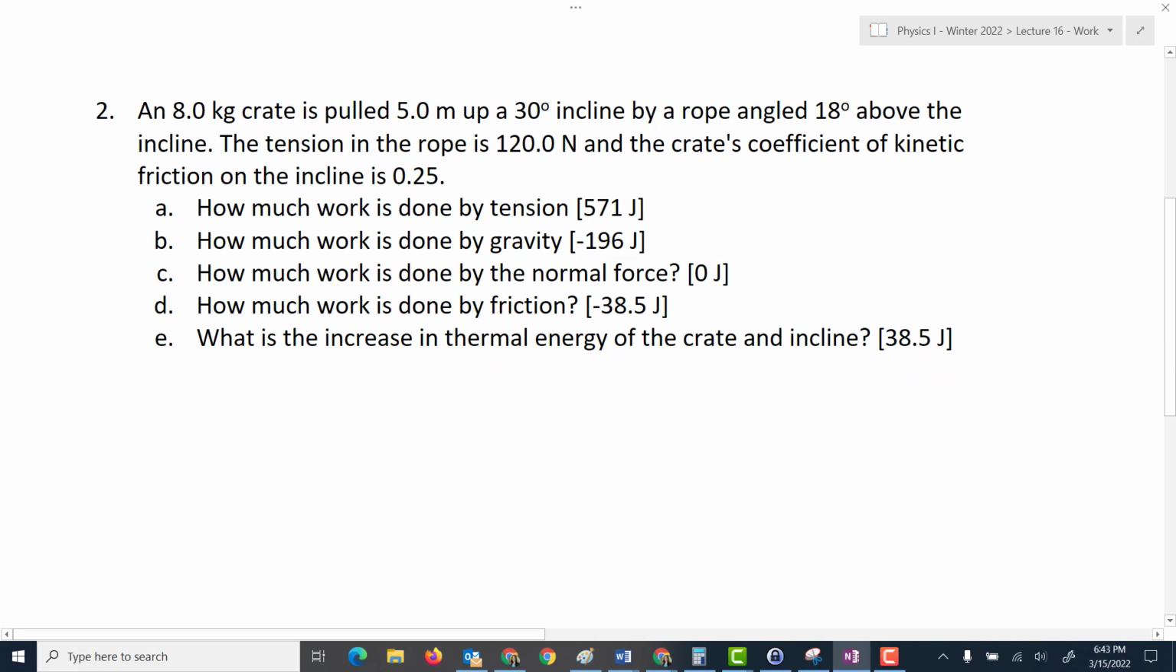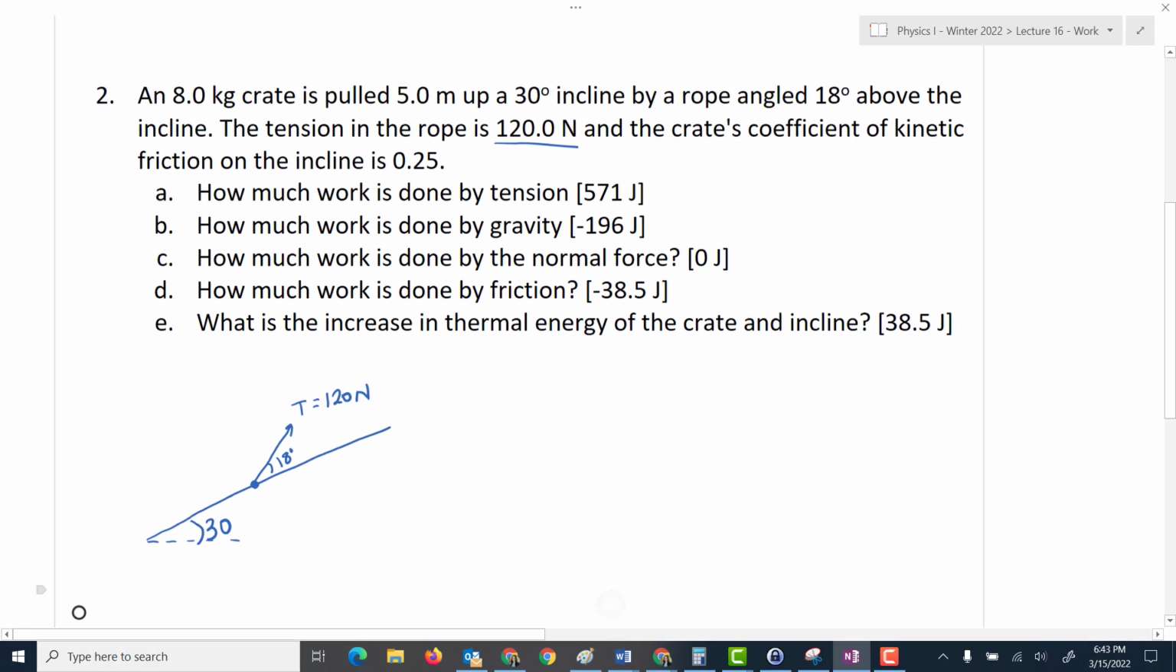An 8 kilogram crate is pulled 5 meters up a 30-degree incline by a rope angled 18 degrees above the incline. Okay, so here's my incline, and it's at a 30-degree angle. And I've got this crate here, which is 8 kilograms, and it's being pulled up the incline by a rope. So again, there's going to be a force of tension acting on it, and that tension is acting at an 18-degree angle above the incline. And the tension, they tell us, is 120 newtons. And the crate's coefficient of kinetic friction is 0.25.